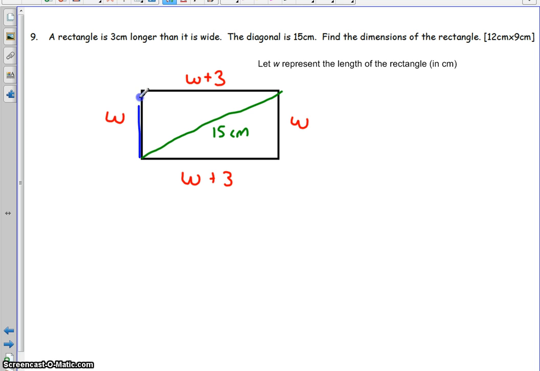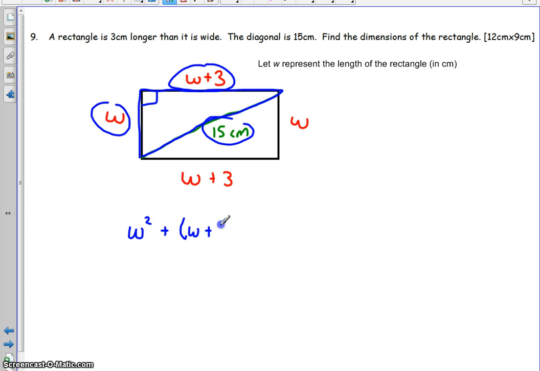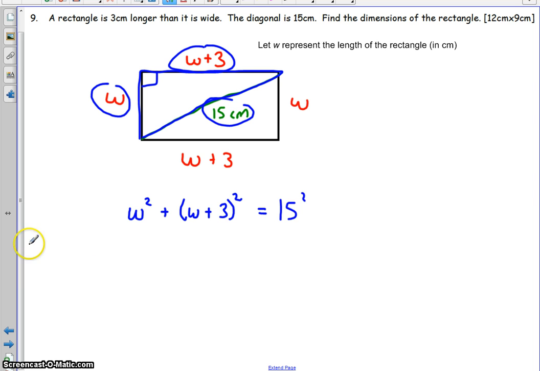If you look here, we have a right triangle, and we know the three sides of a right triangle are always related to each other using the Pythagorean theorem. So we can say from this that that squared plus that squared is going to be equal to 15 squared. So let's put that into an equation here. We're going to have W squared plus W plus 3 all squared is going to be equal to 15 squared. Okay, and that's an equation that we can solve. There's only one variable in it.